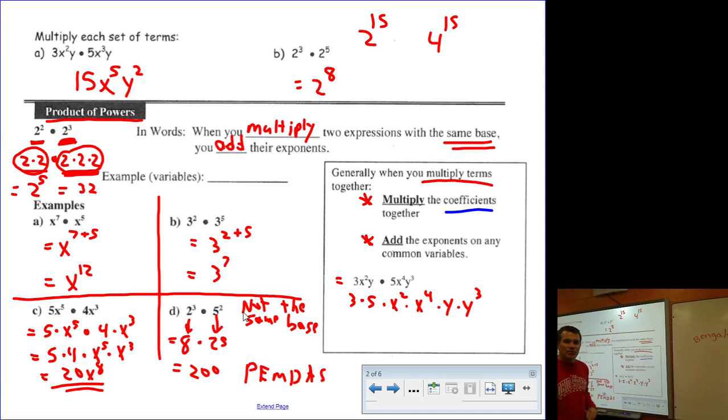See how the coefficients actually get multiplied together, and we end up with 3 times 5 is 15. The x's that have the same base, we can go ahead and add their exponents. That would be times x to the 6th. And the y's also have the same base, we can go ahead and add those together. Now don't forget, the y that does not have an exponent really has an exponent of 1. We just don't write the 1. So that would be y to the 4th. So we multiply the coefficients, but we add the exponents on the common variables.